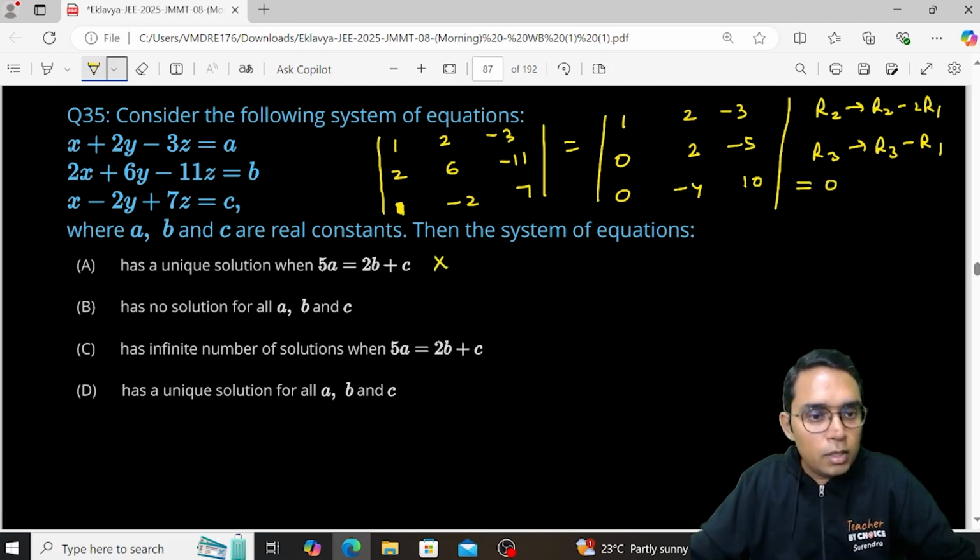This option is wrong. And this option is also wrong, because if the determinant value is 0, it cannot have a unique solution. So either it will have no solution or it will have infinite solutions. Okay, now how to check it?